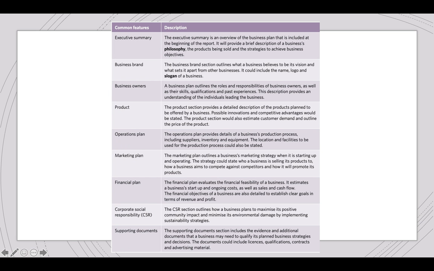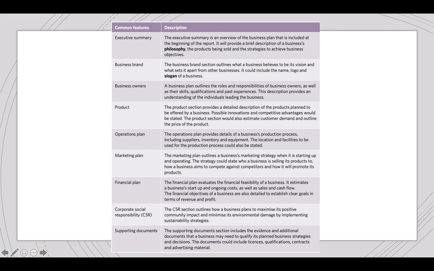Okay, so when we are looking at each of these common features, this is effectively what you are going to incorporate into your business plan. Okay, so you will have quite a number of these subheadings. So definitely useful to start thinking about how you're going to apply each of the areas that we've already studied into your business plan. Okay.